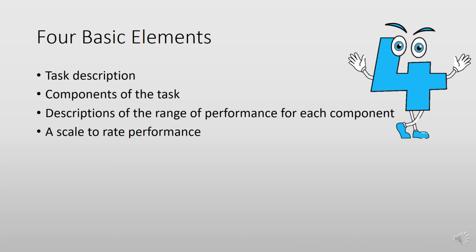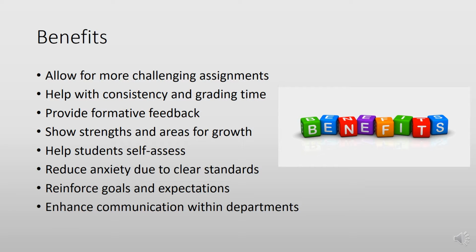So there are 4 basic elements to rubrics. One is a task description. What is a student expected to do? There are the components of the task that you're going to grade and tell what your expectations are for that. There will be descriptions of the range of performance. For example, in mine, we'd start at below basic up to advanced, and then a scale such as numbers 1 through 4.